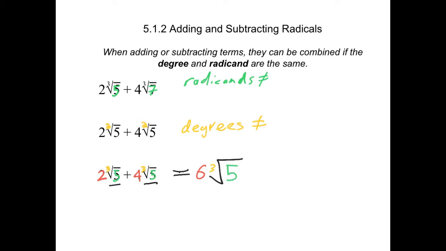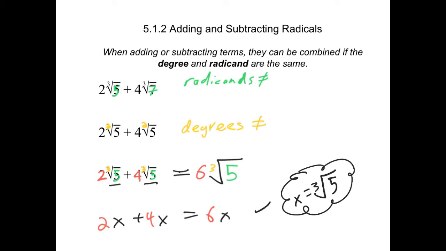If you want to think about it conceptually, it's really no different than if we were doing 2x plus 4x. Well, clearly that's just 6x, right? That's algebra you would have looked at extensively in previous grades. Just think about if we had x equal to the cube root of 5. Do you see how these two are exactly the same? If we substitute cube root of 5 with x in the expression above, we just end up with the expression below. So when the degrees and the radicands are the same, we just add the coefficients together, and that's how we can simplify adding and subtracting radicals.